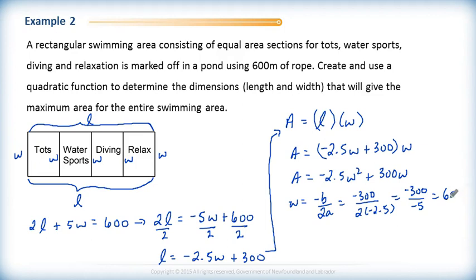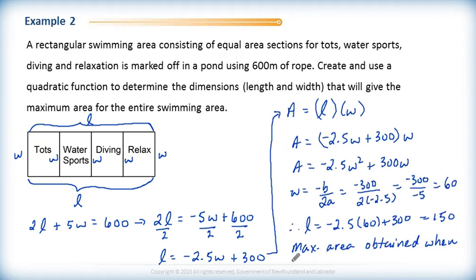So we know the width is 60 meters, and therefore the length, using this expression back here, negative 2.5 times 60 plus 300, gives us 150. Therefore, our maximum area is obtained when the width is 60 meters and the length is 150 meters.